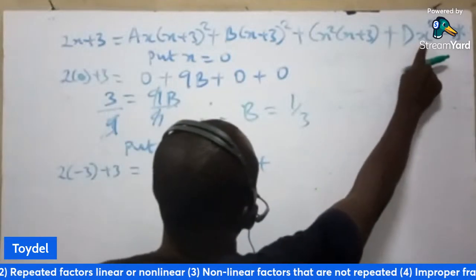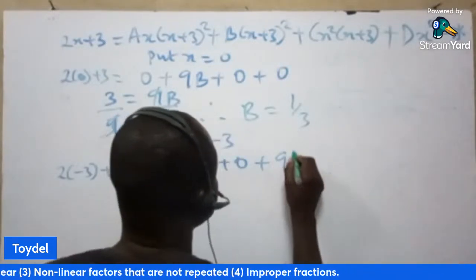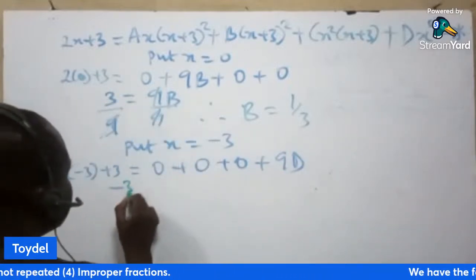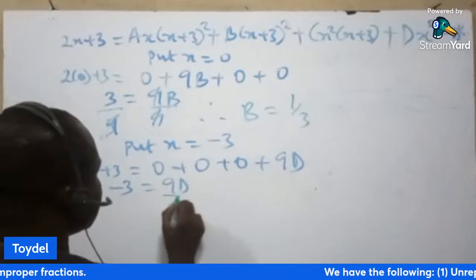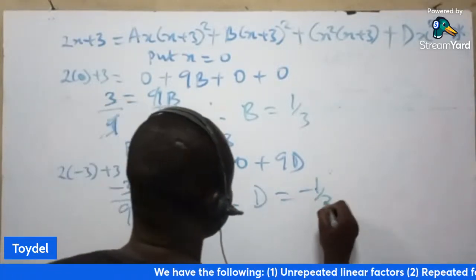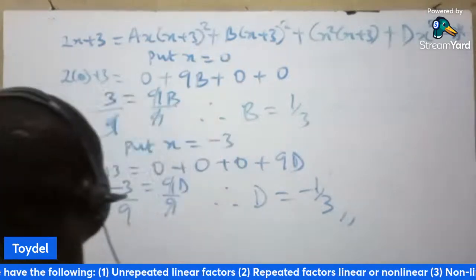Plus, minus 3 squared, that is minus 3 times minus 3, that's 9. I'm going to have 9D here. Then 2 times minus 3, that's minus 6 plus 3. Minus 3 will now be equal to 9D. Divide both sides by 9. 9 will cancel 9. Therefore, D will be equal to minus 1 all over 3. So we have been able to get the value of B and D.